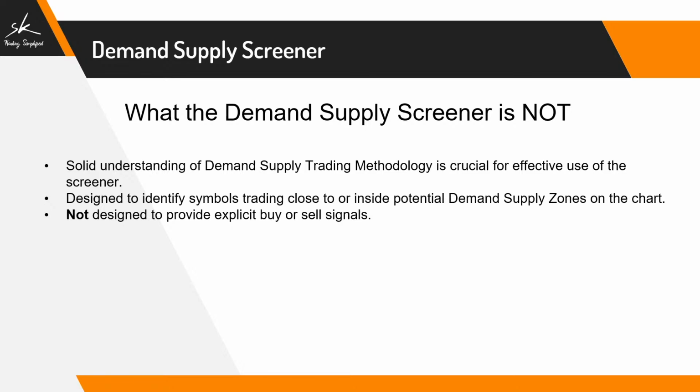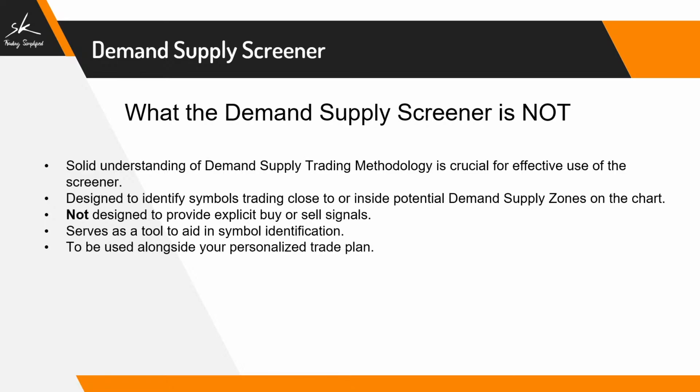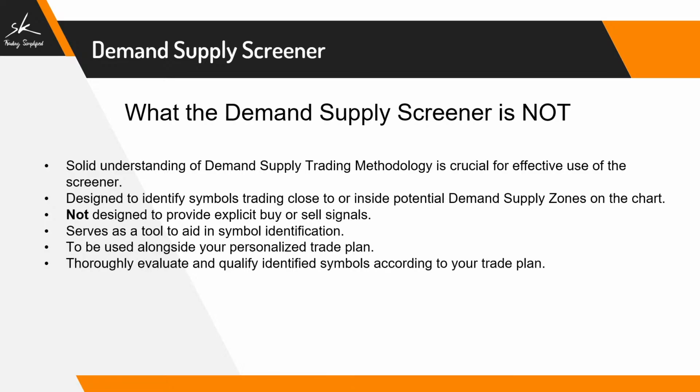Once that is shortlisted for you, you will have to match what is in sync with your trade plan. Whatever is in sync with your trade plan, you can use it. So very, very important. Do not assume that whatever gets shortlisted by the screener, you can blindly buy it or sell it. It's not an explicit buy sell giving signal indicator. It is just a screener which is helping you shortlist based on formation of demand and supply areas. So again, it aids as a tool in the identification of these symbols, and it has to be used alongside your personal trade plan.